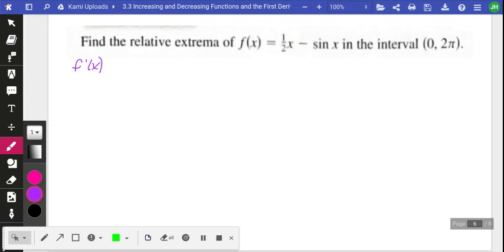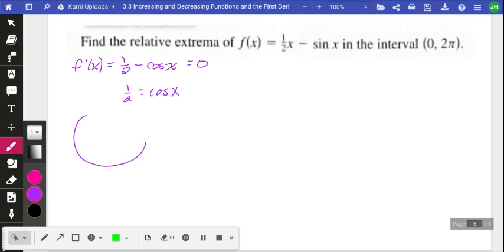It is called the first derivative test for a reason. The first derivative of 1/2 x is just 1/2, and the derivative of sine x is just cosine x. We have to set it equal to 0, because we need to figure out where it's equal to 0. I'm going to add cosine x to both sides so that I have 1/2 is equal to cosine x.